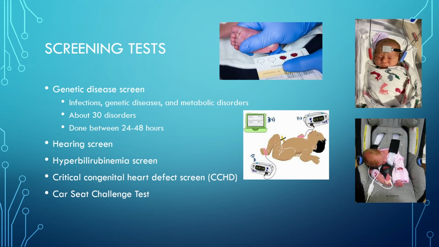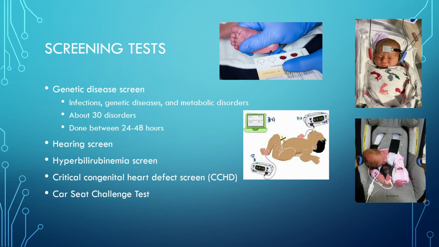The next one is a hearing screen. This one is done to check the hearing. If an infant does not pass, they can repeat it a few hours later. And if it doesn't pass that one, then they recommend going to see an audiologist to get additional hearing tests done.